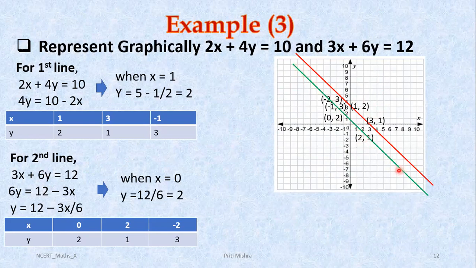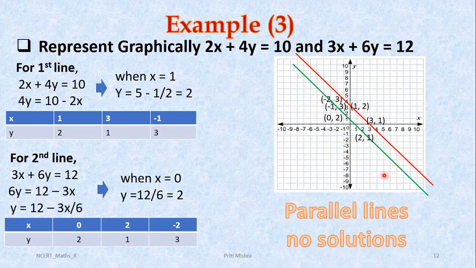And you can check that these two lines are parallel to each other here. So parallel lines means no solution. Now you can find out it easily here that they are not going to cut anywhere, right? So parallel lines means no solution.